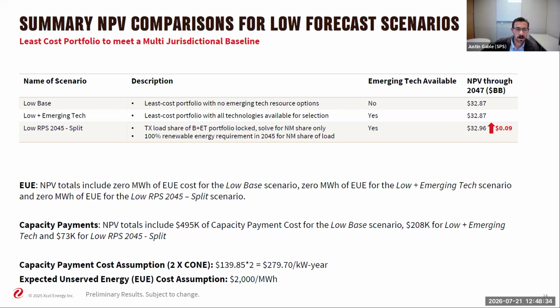So on this slide, we have the low forecast scenarios. We have a low base, and a low with emergent tech also being added. What we saw was the same net present value between them. There might be some slight differences between those build outs that are very small and not captured in the net present values at this granularity. When you add RPS, you're seeing about a $90 million increase compared to the low emerging tech scenarios. We'll caveat that with more conversation about what's going on in these specific RPS scenarios in a second. But any questions on the low forecast?